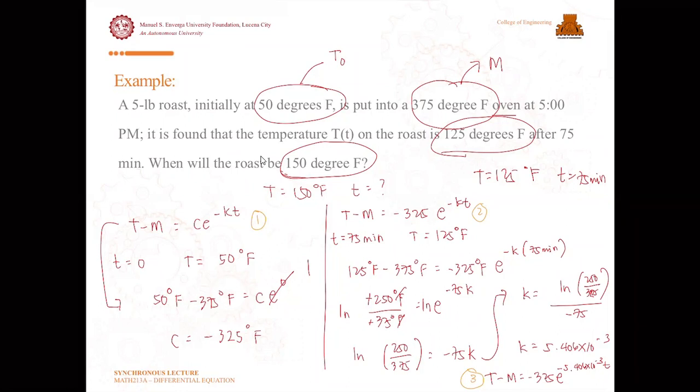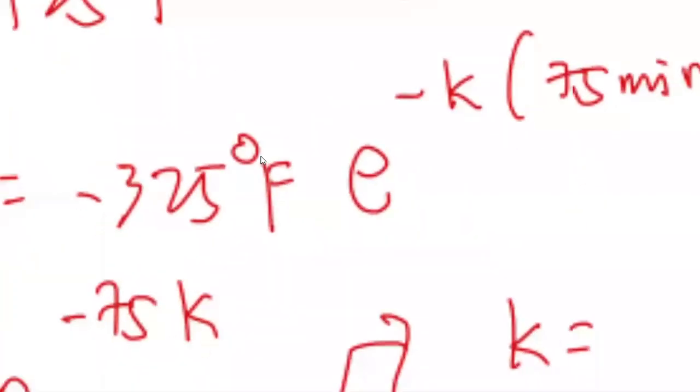Sir, may tanong po ako. Saan po nanggaling yung 375? Akala ko po 325. 325 siya, 325. Ito. Itong nasa ilalim nito ay 325. Binago ko na dito sa kabila. Ayusin ko lang yung sulat.